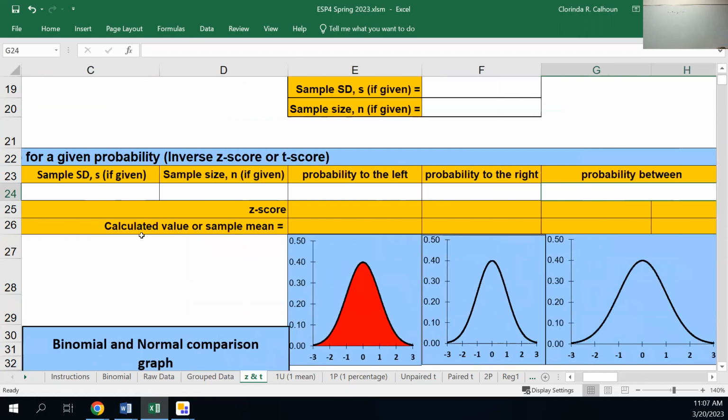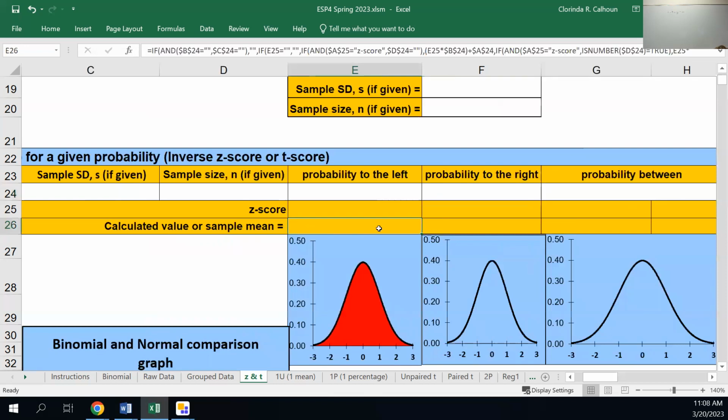And I think you can see it here, calculated value or sample mean. So it's going to be our value for this section. Sample mean is what we're going to have in a little bit, so don't want to get confused right now. This is the calculated value, so that's what we're going to be looking for.